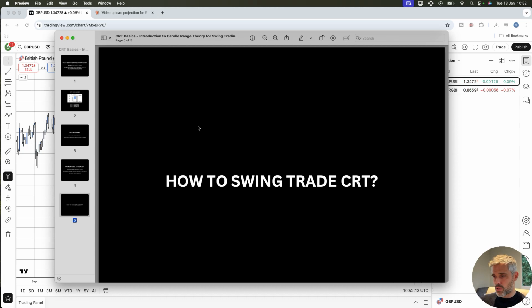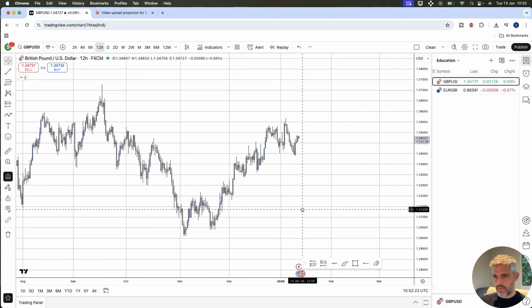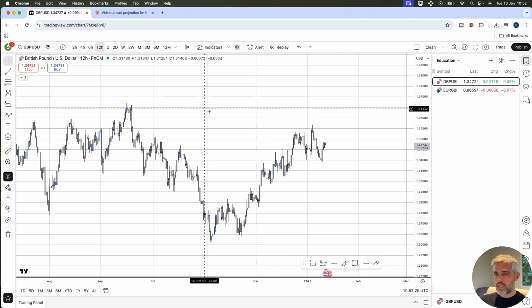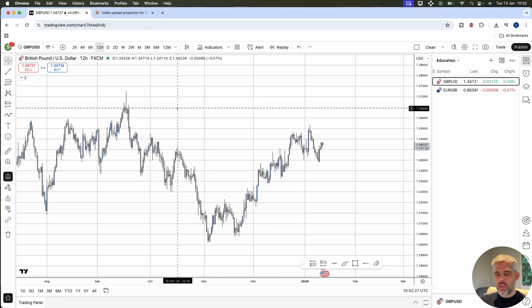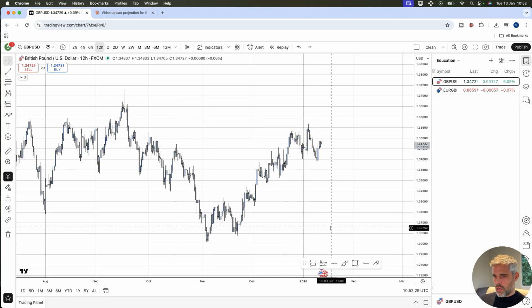This just applies across all time frames, whether you want to day trade, swing trade, position trade. But we're going to look at the 12-hour and the monthly candle just as a very introductory way to visualize CRT. And we're going to start with GBP USD. So let's try and make sense of this price action for a second.